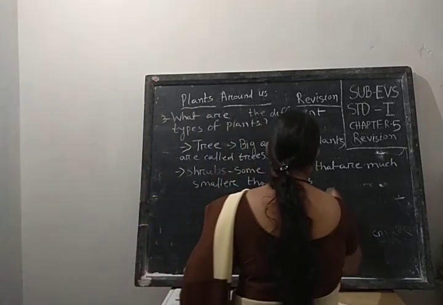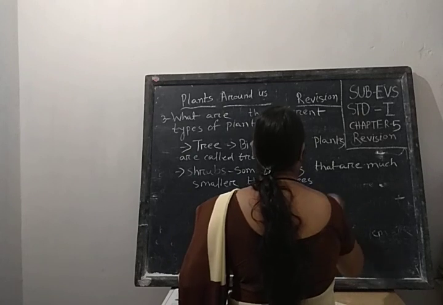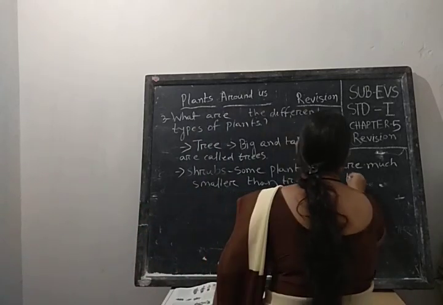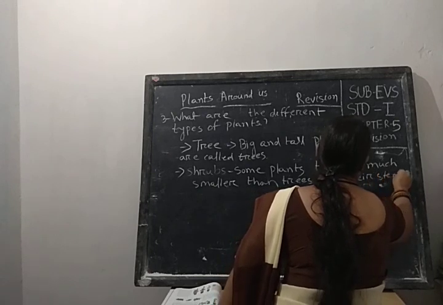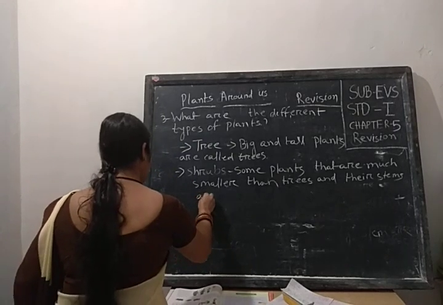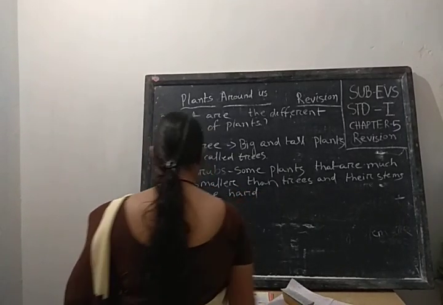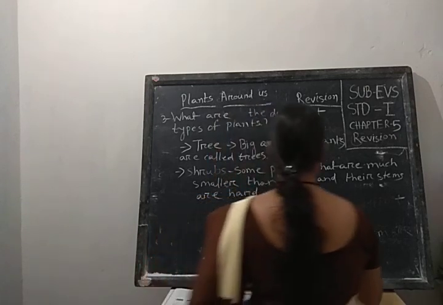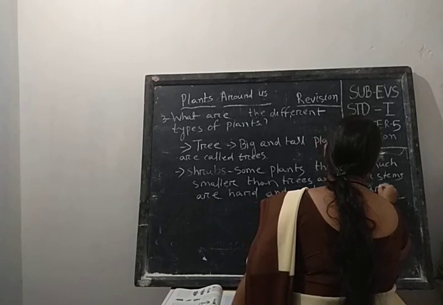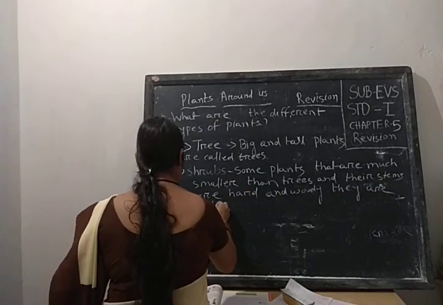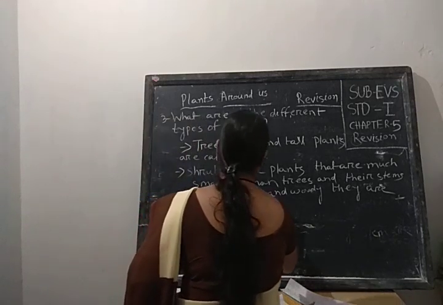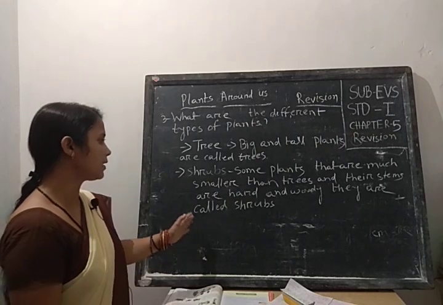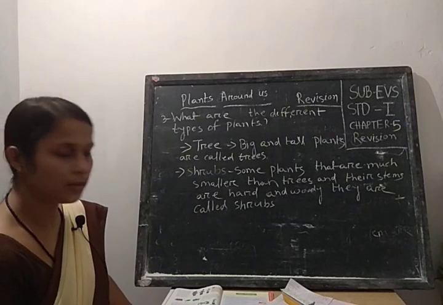Much smaller than trees, and their stems are hard and woody. Some plants that are much smaller than trees, and their stems are hard and woody, are called shrubs.